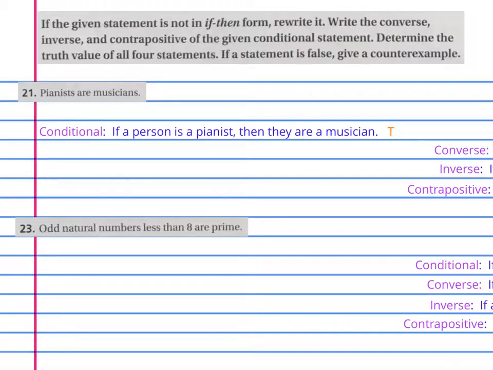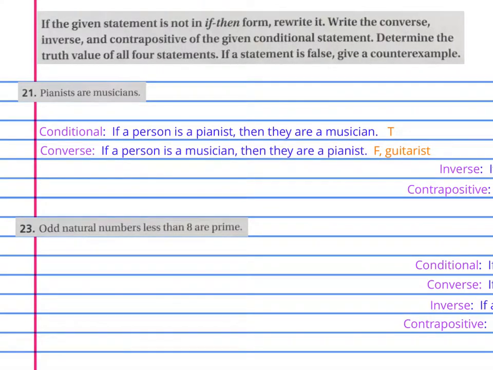So if we're saying if a person is a musician, then they are a pianist. Now, in order to be a musician, do you have to be a pianist? No, that's false then. Give an example: you can be a guitarist.